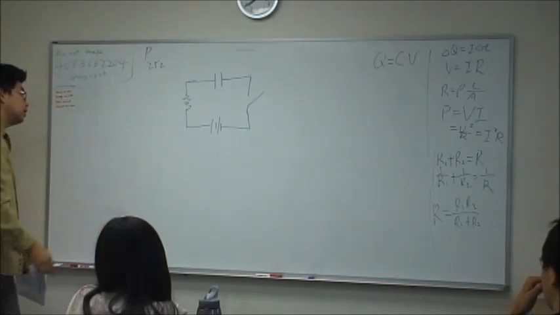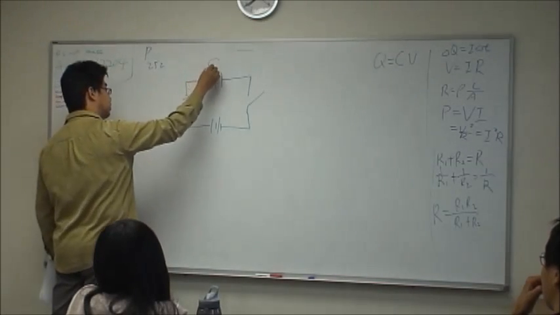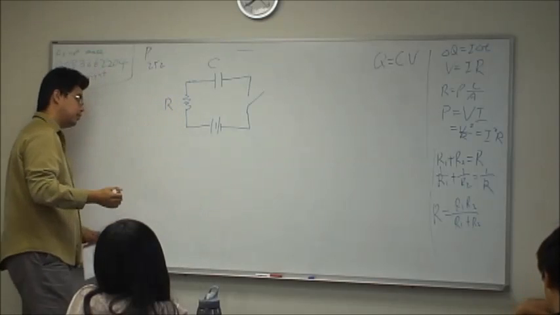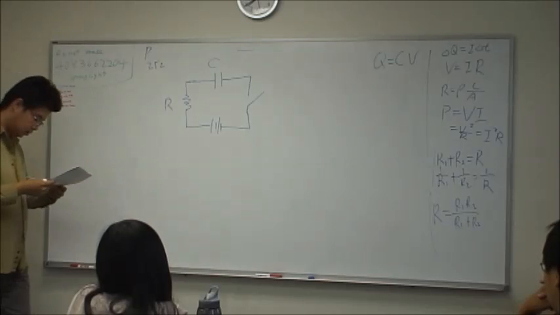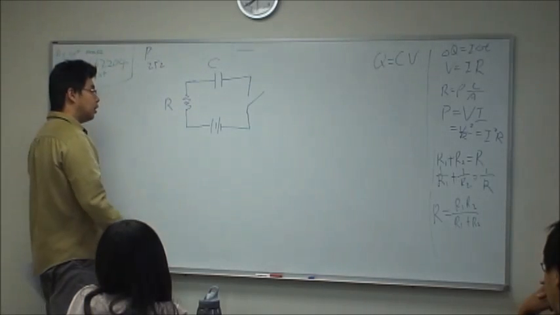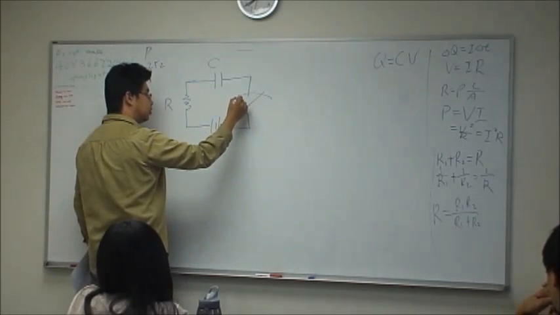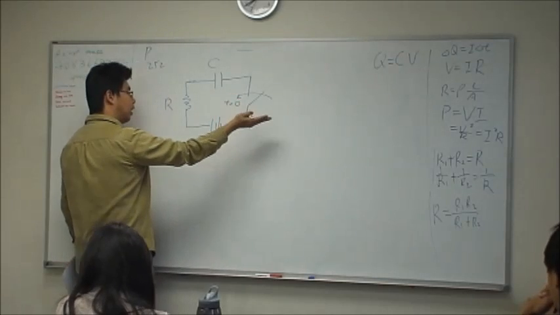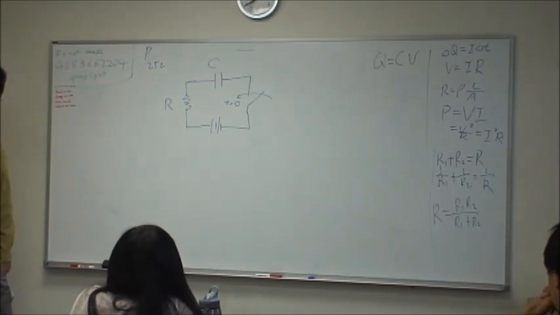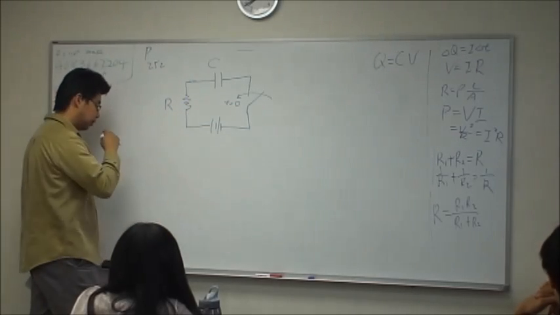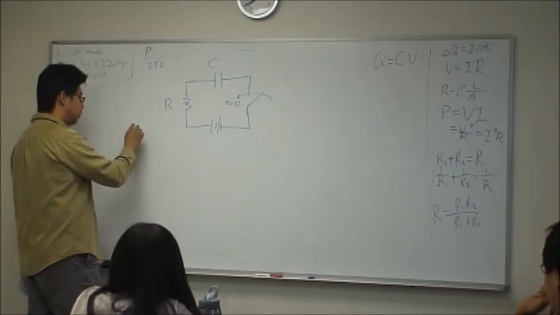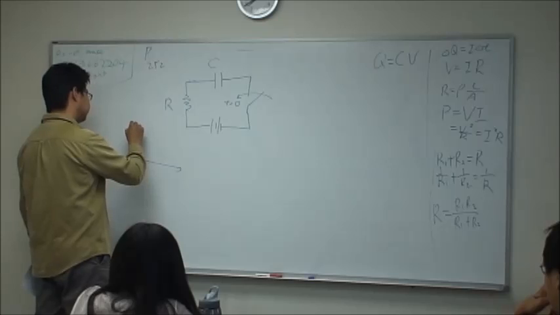So this is a circuit. Instead of just a series resistor or capacitor, we put one of each. And at time equal to 0, I will close the switch, so the current will start to move. Okay? Let me ask a few things first.